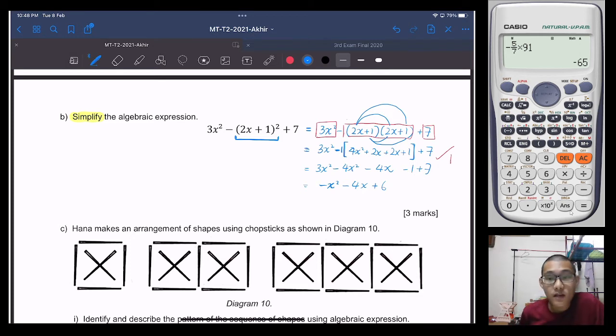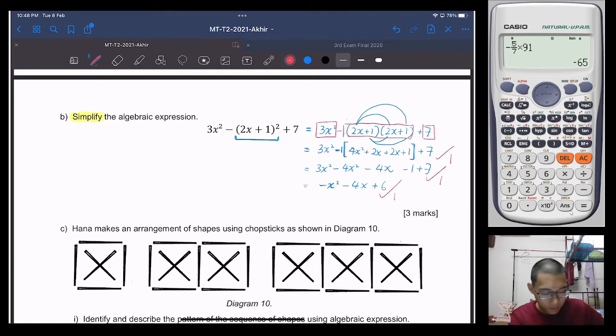So where's the second mark? Second mark is after you open bracket. After you open bracket, you receive this one. This is the second mark. And the third mark, you answer all is correct. This one is final. You can simplify them. Okay, simplify them. So this is question 1B.